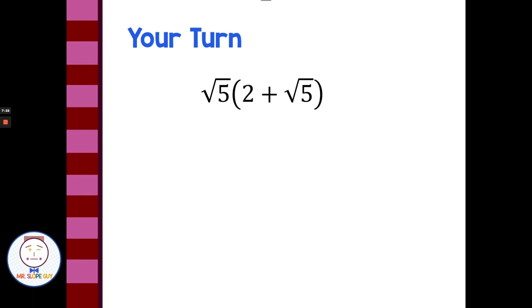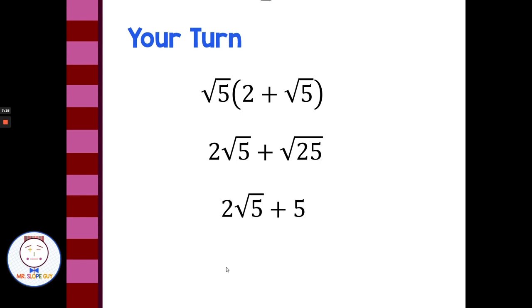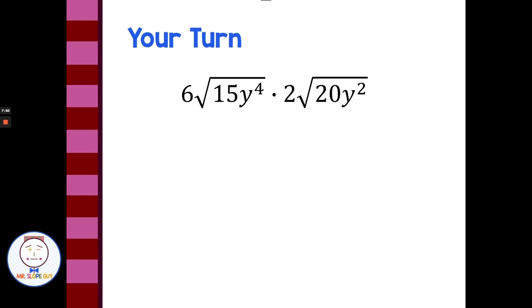All right, welcome back. Well, radical 5 times 2 is just 2 radical 5. Radical 5 times radical 5 is radical 25. And 25 is a perfect square. The square root of 25 is 5. And this radical 5 does not simplify any further because it does not have any perfect square factors. And we cannot add without the same radicand. All right, let's try a little harder one. You guys try this one. Pause the video here, see how you do, and then we'll come back and check.